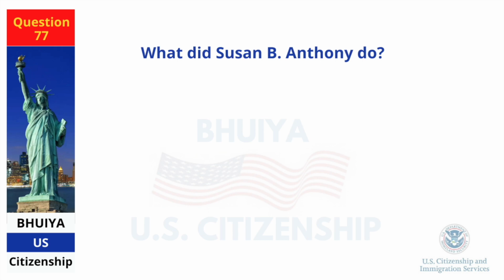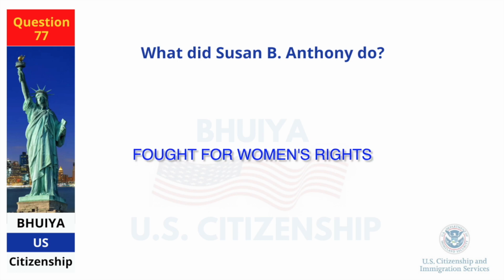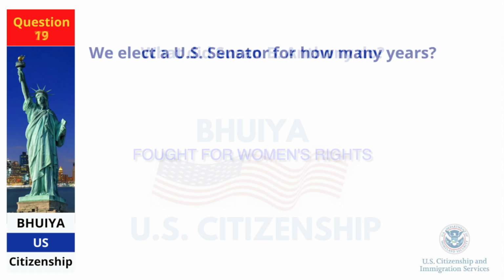What did Susan B. Anthony do? Fought for women's rights. We elect a U.S. senator for how many years? 6.